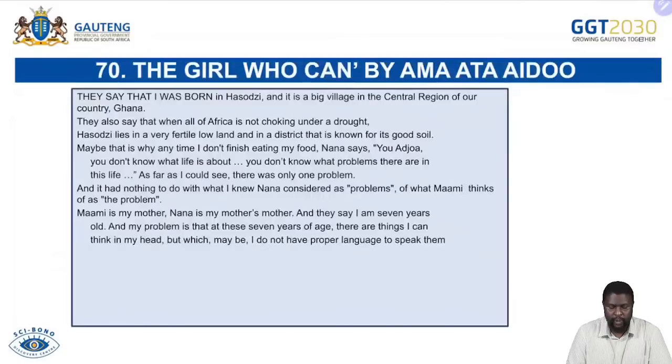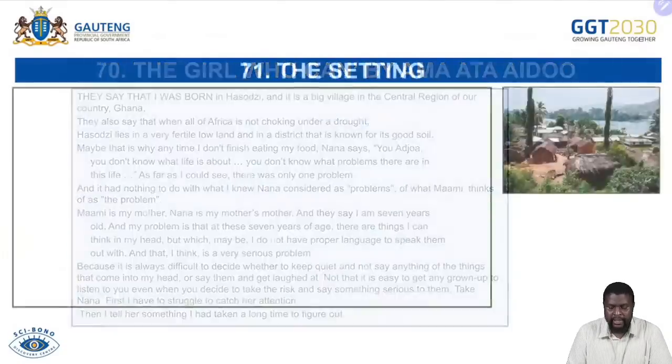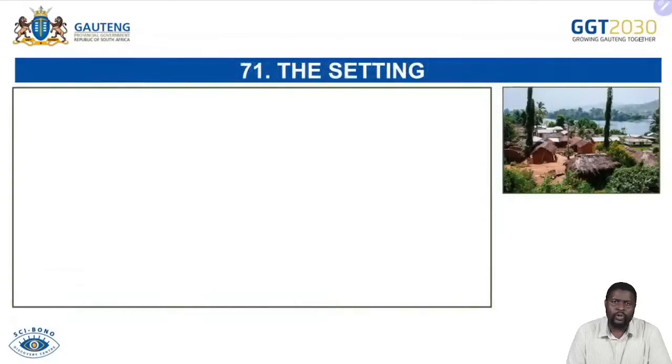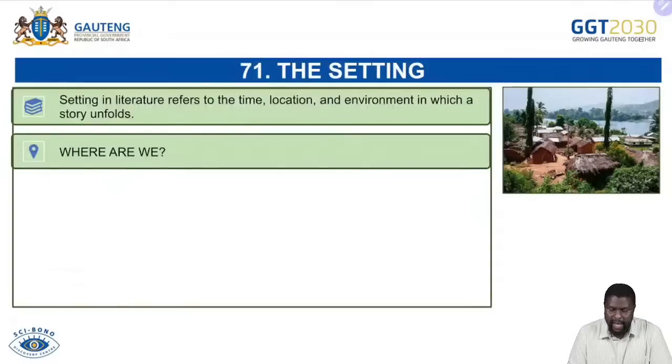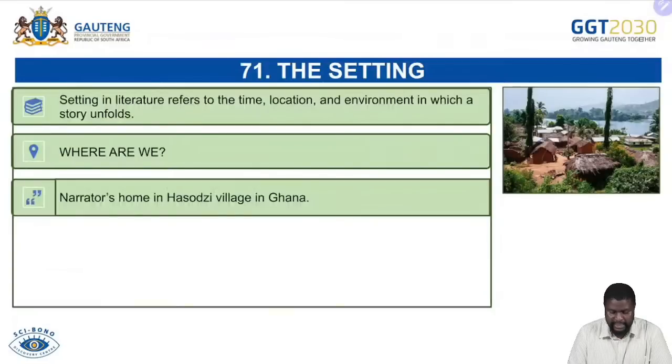Like I said, grade 12, read the extract. Do not assume that I know the story. We read it in class. Go back to the extract. Read it. Setting where the story is said. Where are we? We are in the narrator's home in a village in Ghana, Hasotsi. You can see it there.